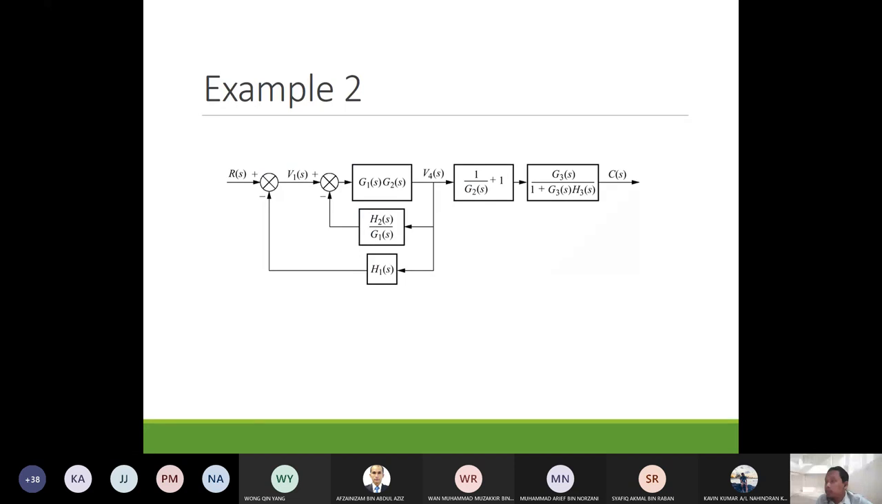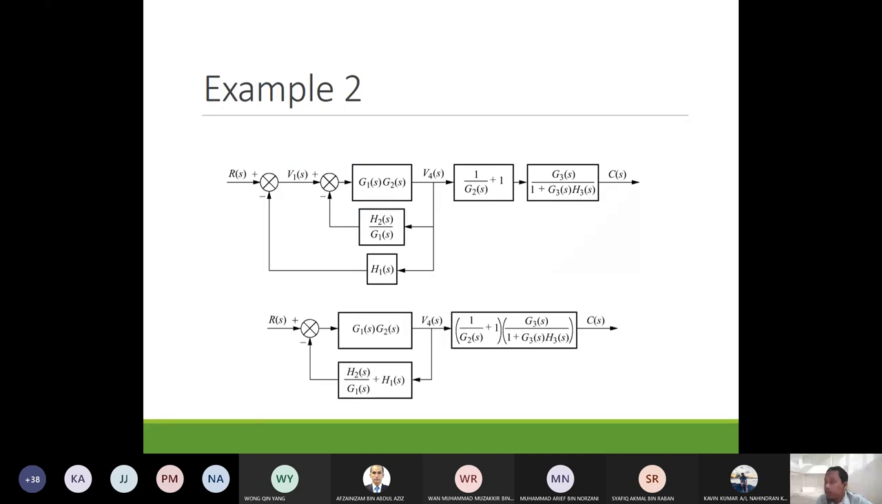So after you simplify this, then you can further simplify the system. Okay, repeat the process. Firstly, these two summing junctions can be combined, because they have a similar positive sign. So here it's combined. And then these two blocks at the end are in cascade form, so you can multiply both of them.